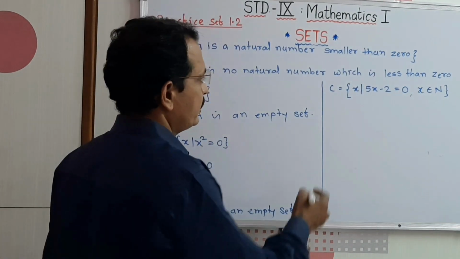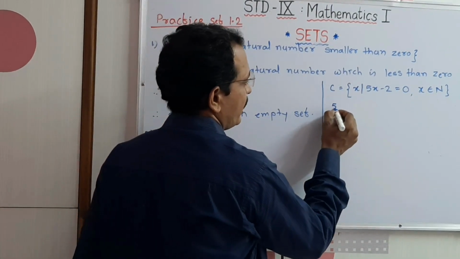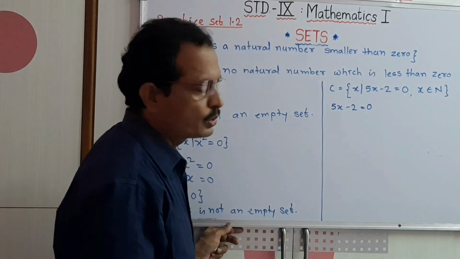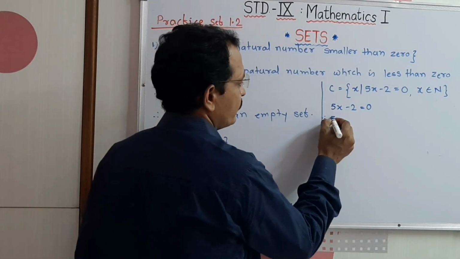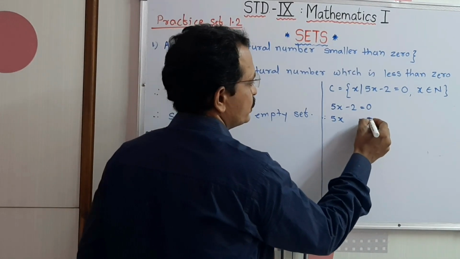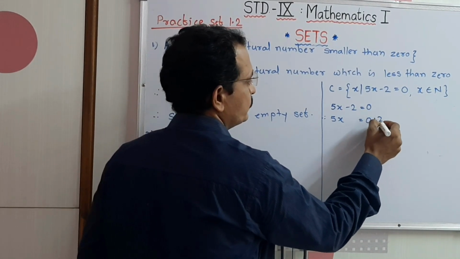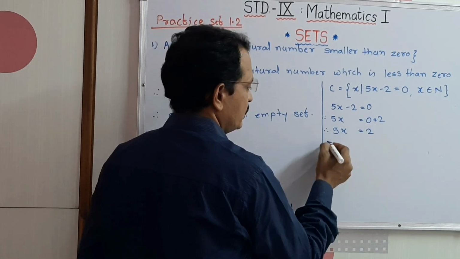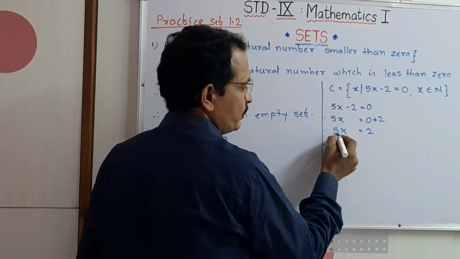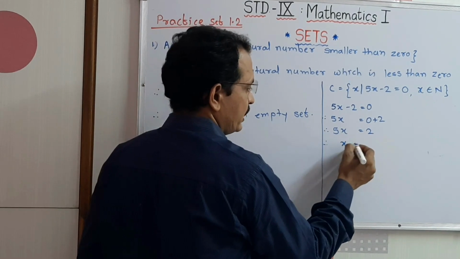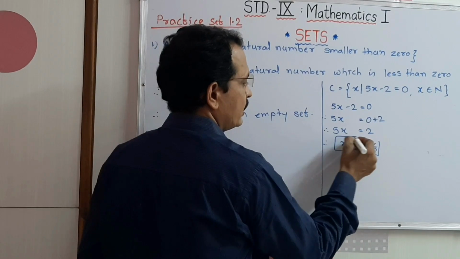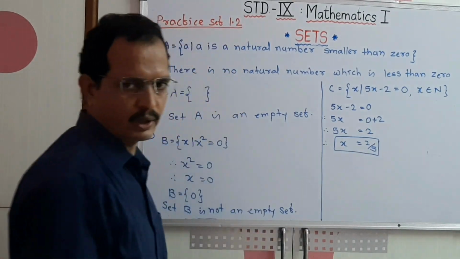Therefore, we have to write this equation πx minus 2 equals 0 and solve it. Therefore, πx is equal to 0 plus 2, so πx is equal to 2. Now, divide by π on both sides. x is equal to 2 upon 5. We get the value of x as 2 upon 5.